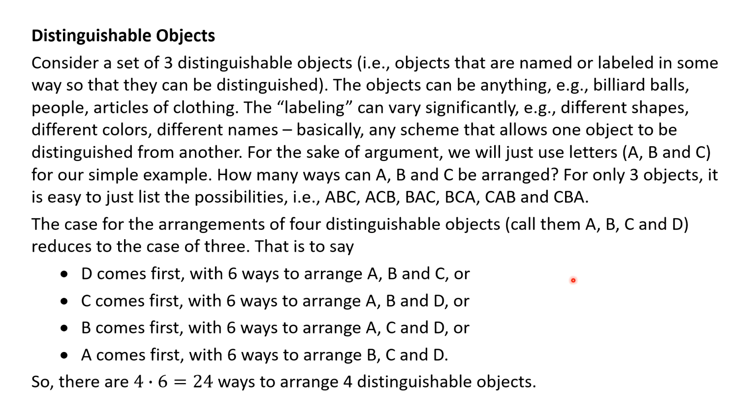So we can use a similar pattern if we have four distinguishable objects, A, B, C, and D. We use the same kind of idea. If D comes first, then we know from our analysis of three objects that there's six ways of arranging A, B, and C, and if C comes first, then there's six ways of arranging A, B, and D. If B comes first, there's six ways of arranging the other letters, and if A comes first, there's six ways of arranging the other letters. So it's 4 times 6, 24 ways to arrange four distinguishable objects.